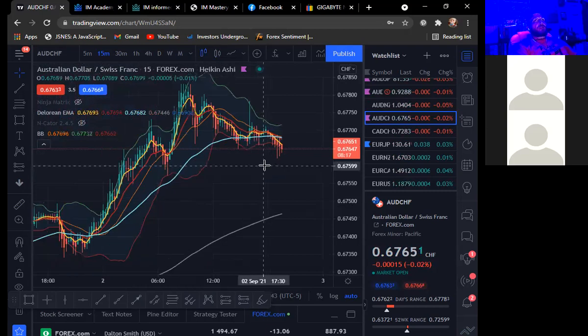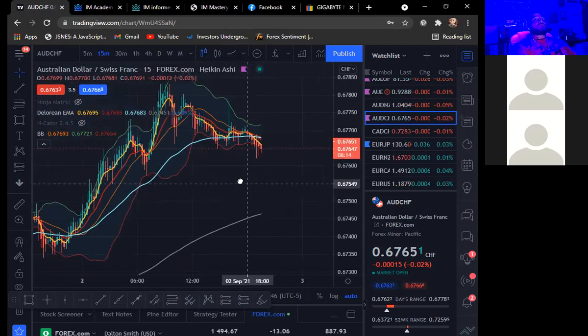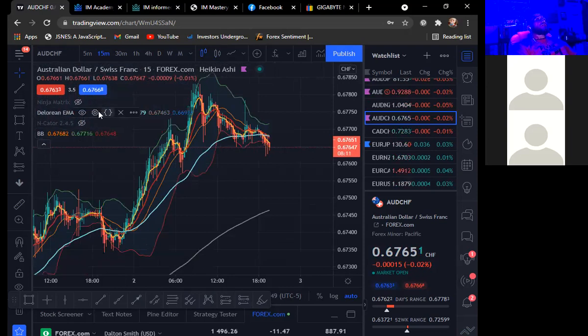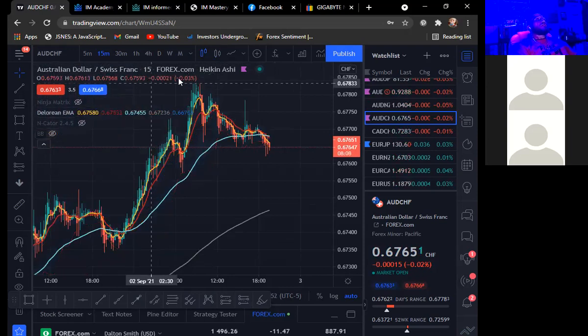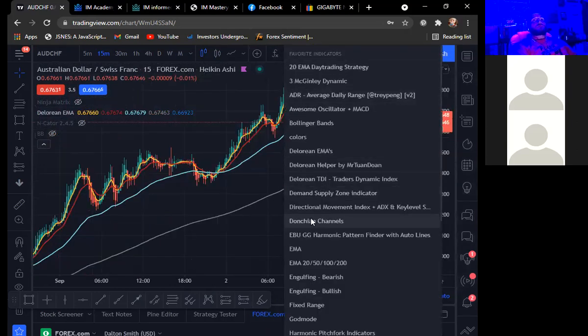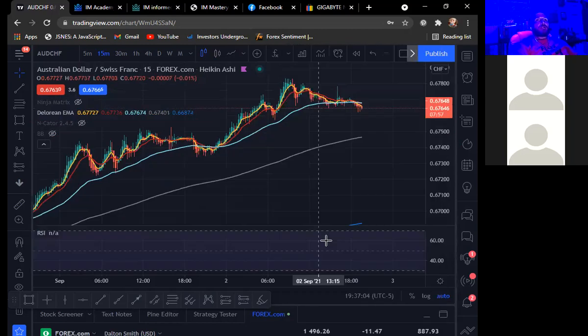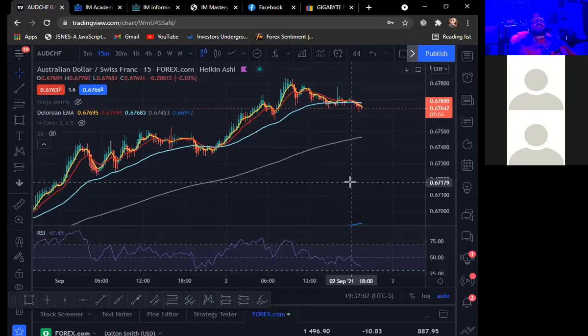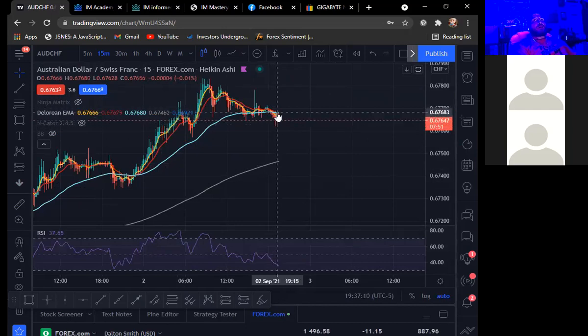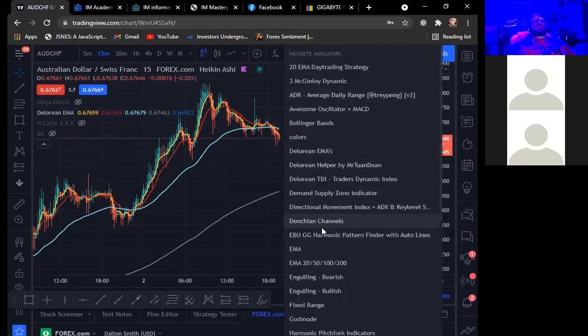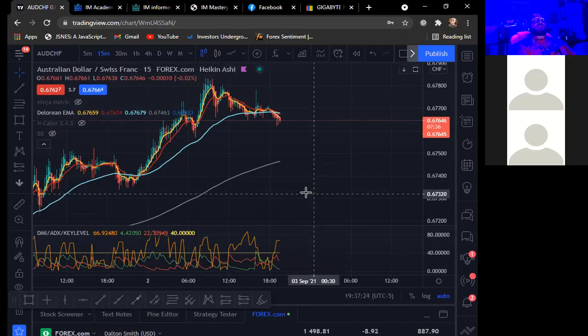We made it through the 50. Not a bad looking trade. Let's look at the RSI. Get this on here. So RSI is saying it's losing power right here, so it may go back up and touch the 50. I have to keep an eye on it. Let's also look at the Directional Movement Index, the DMI.